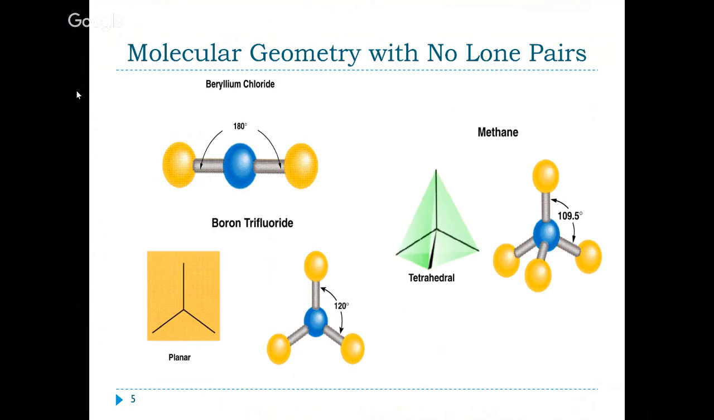The next 2 slides are going to show molecular geometry with no lone pairs. Beryllium chloride is linear, with no lone pairs on beryllium. It can only form 2 bonds. Boron trifluoride gives you a trigonal planar structure, with 120 degree angles. And methane, CH4, is tetrahedral with 109.5 degrees. In each of these instances, your electron domain geometry and your molecular geometry are the same because everything is bonded. There are no lone pairs.